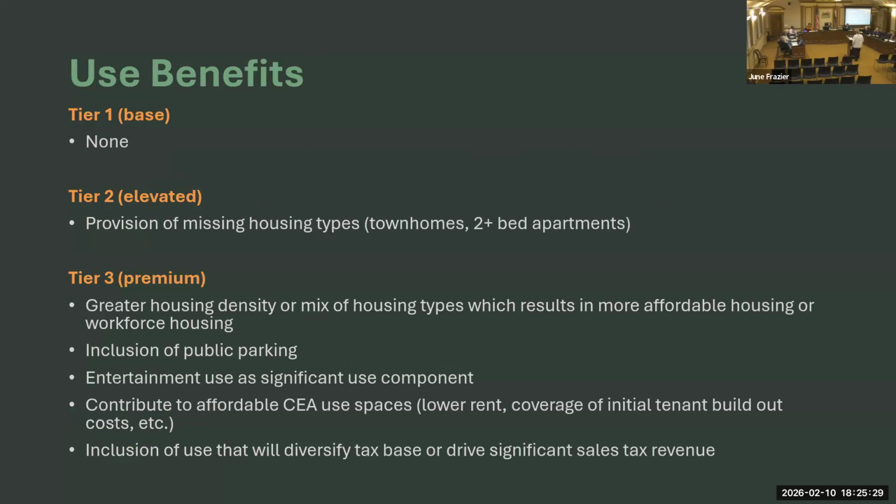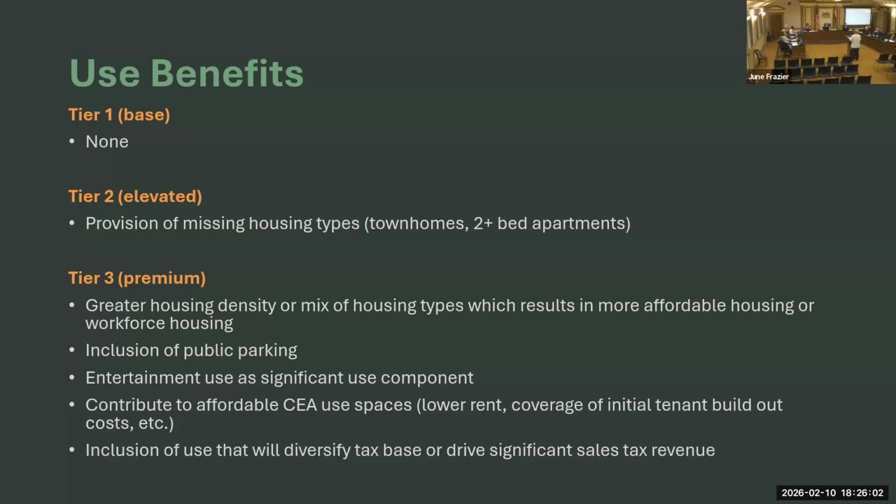Okay, use benefits. This is where we get into a little bit more specifics on the use. I did not identify any use benefits under Tier 1. Tier 2, we talk about provision of missing housing types. This is one that needs to be massaged a little bit, but the comp plan talks about facilitating townhomes, or maybe we've talked about a mixture of uses within apartments, having a little bit more weight on those multi-bedroom units. That type of thing would be a benefit.